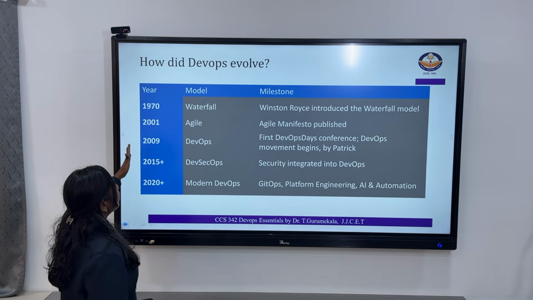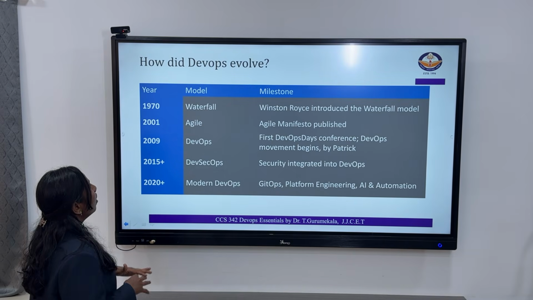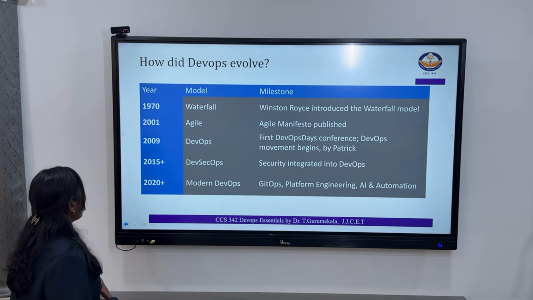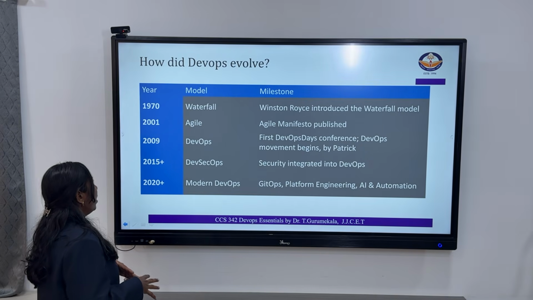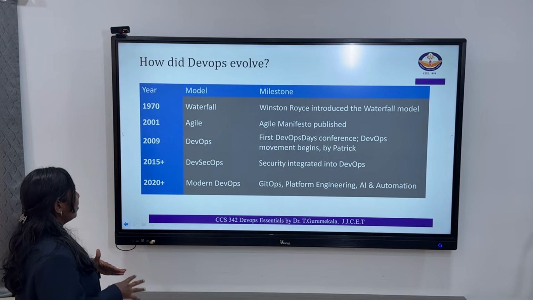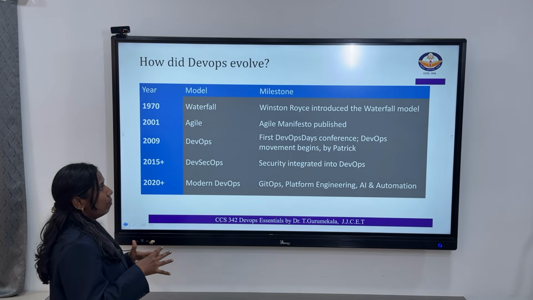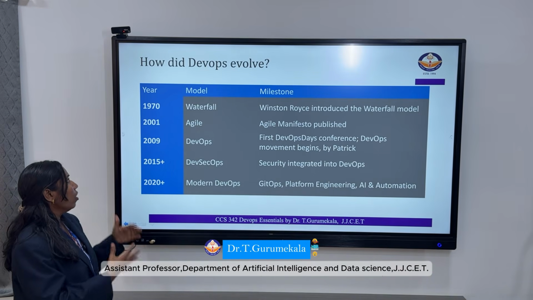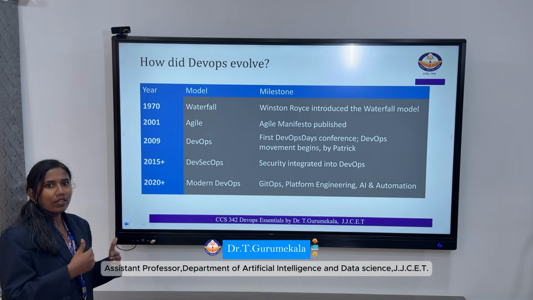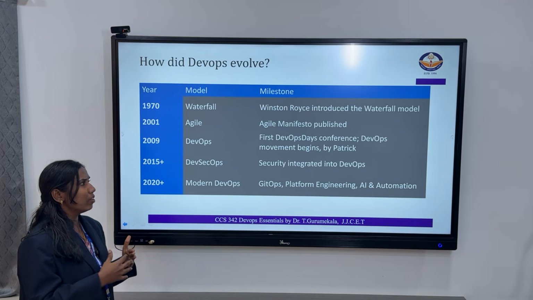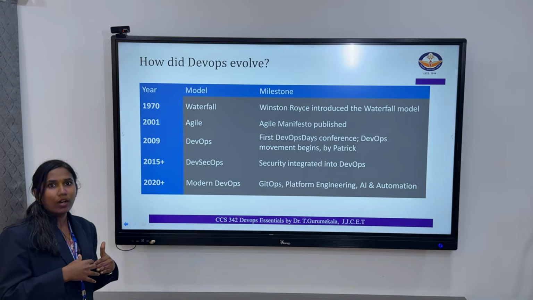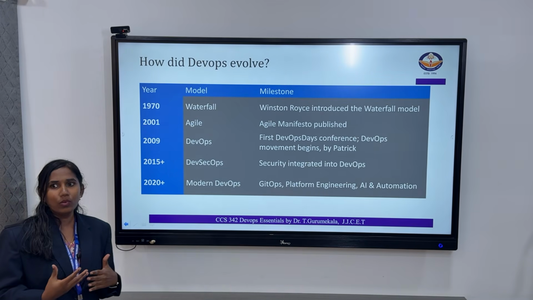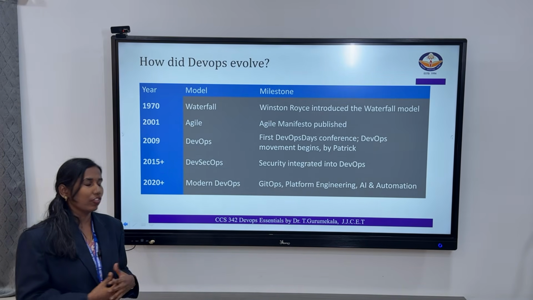In the year 1970, the waterfall model was proposed by Mr. Winston Royce, and in the year 2001, Agile came into the picture. After that, in 2009, DevOps was introduced by Patrick Debois, a Belgian IT consultant. In the consecutive years, DevOps has gone through many advancements. Now we are using DevOps as a most polished version, and it is yielding its fruits in many different directions.